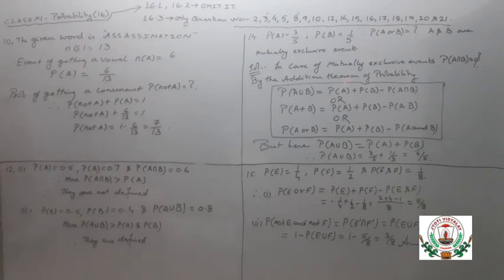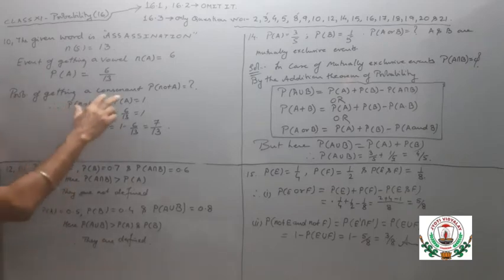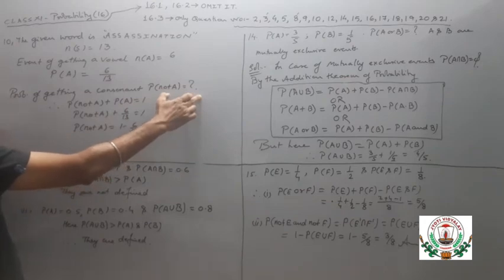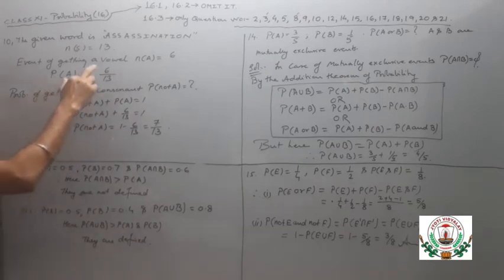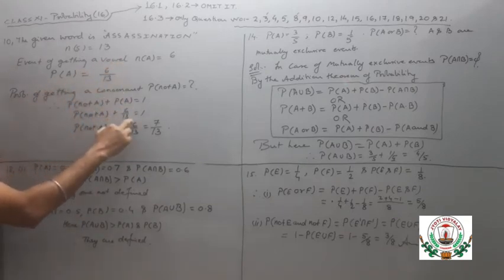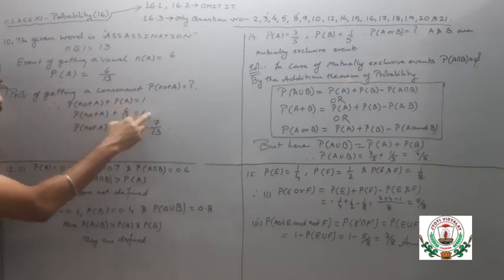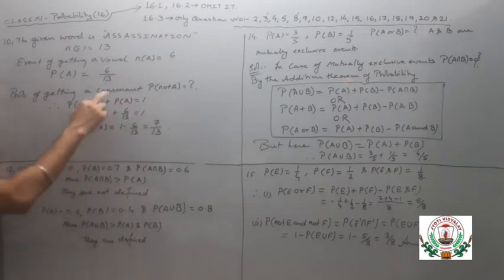Now what will be the probability of getting a consonant? In a word the letters will be either a vowel or a consonant. So probability of consonant plus probability of vowel will be equal to 1. So probability of not A we have to calculate. Since we know that probability of not A plus probability of A equals 1, and probability of A, that is getting a vowel, is 6/13, you will subtract this value from 1 and you will get the probability of getting a consonant, that is 7/13.